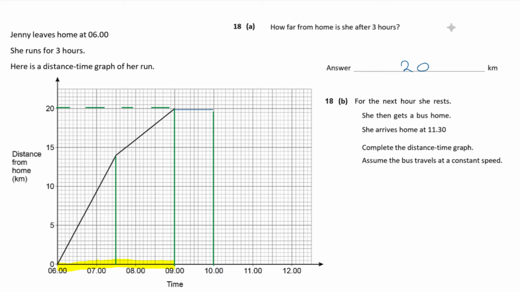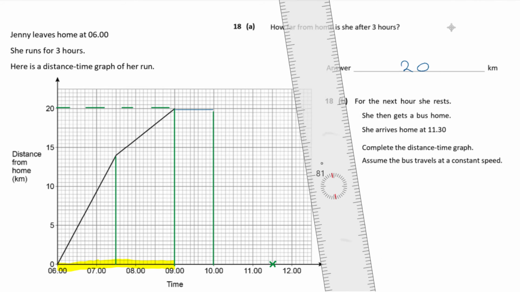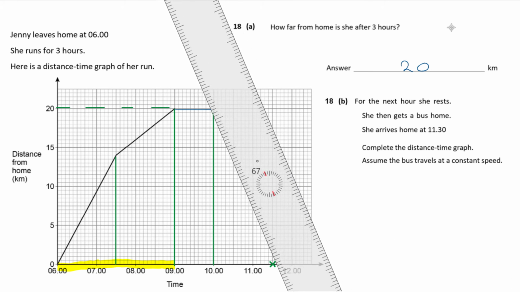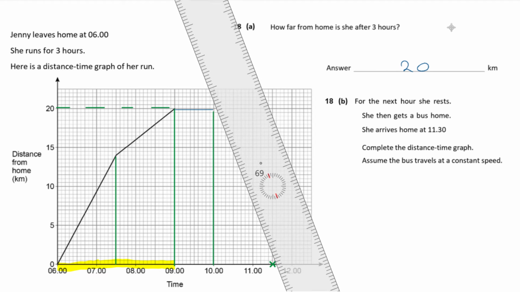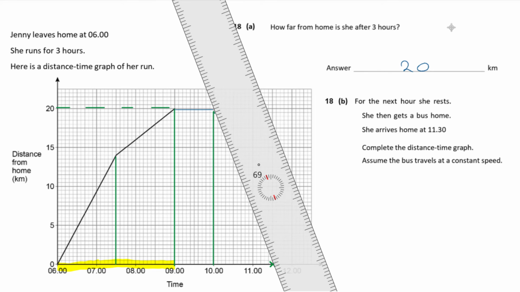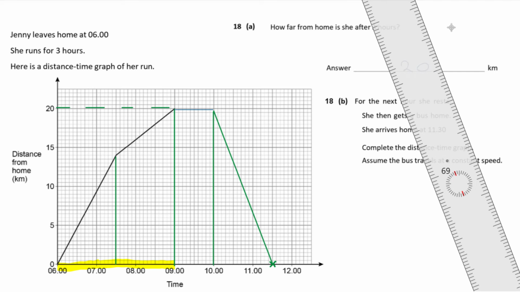And then the final stage, stage 4, she's traveling home by the bus, and she arrives home at 11:30. Now 11:30 is here, isn't it? So she's arriving home, so she's 0 away from home when she's arrived home. And if we're going to assume that she travels at a constant speed, then we're going to do a straight line between those 2 points, aren't we? So for the final stage, we are just traveling down like that to home again. Okay, and that's the end of our journey. So that's my completed travel graph.